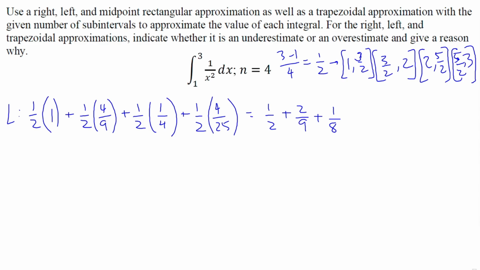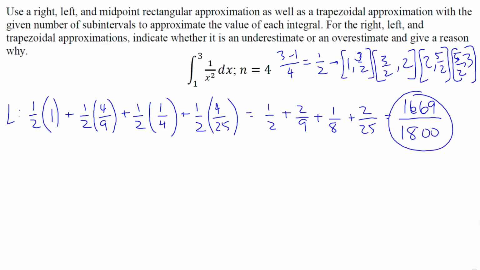plus 2/25. And I'm not going to bother to do all the arithmetic there. It comes out to be 1,669 over 1,800.